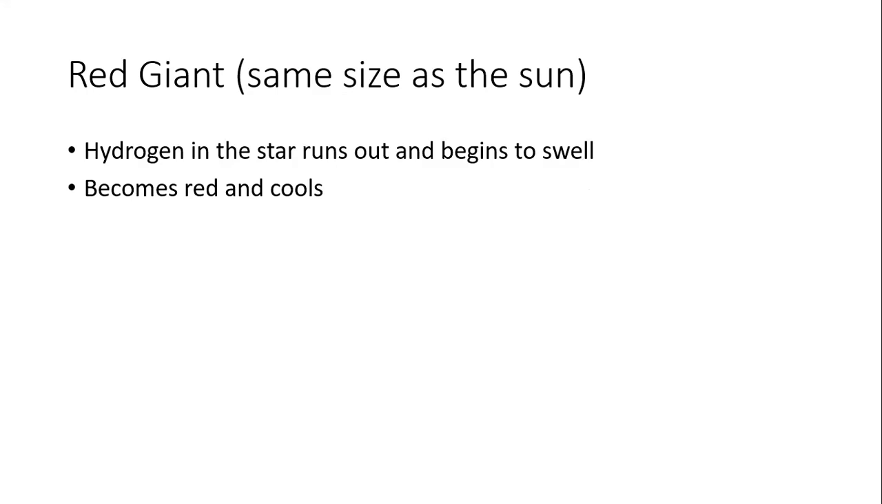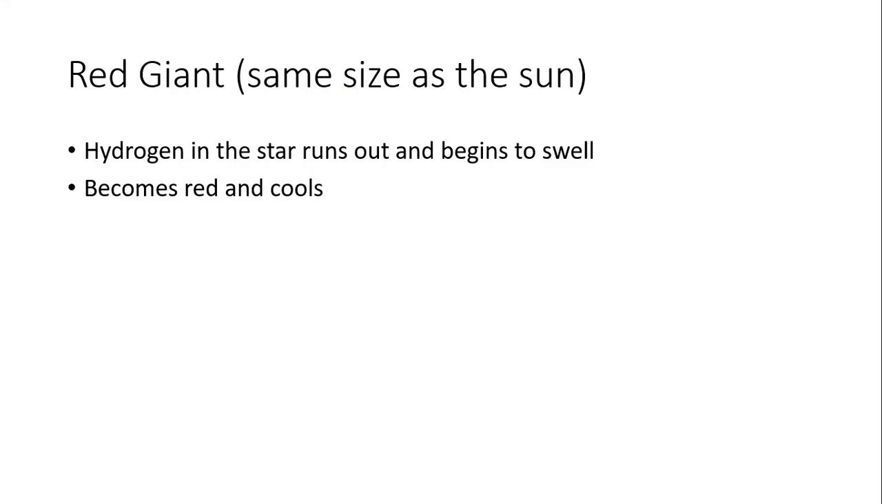If the star, the protostar if you like, is the same size as the sun, it then turns into a red giant. This is when hydrogen in the star runs out and it begins to swell, so it begins to get bigger, essentially. It becomes red and cools down, because the surface is beginning to cool. And remember, this only happens if it's a small star, the same size as the sun itself.